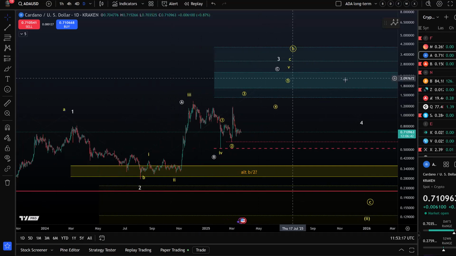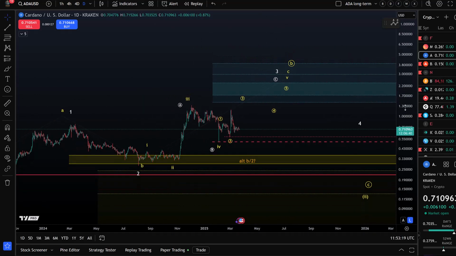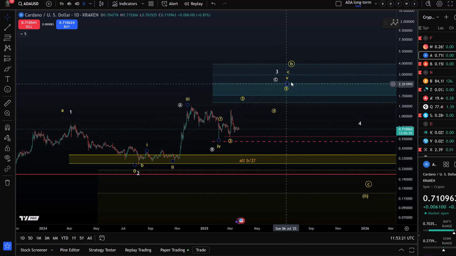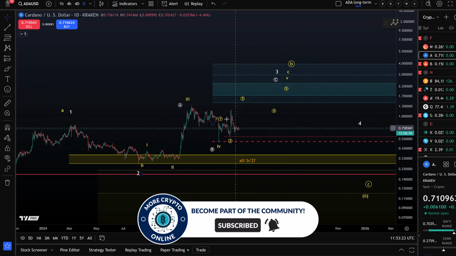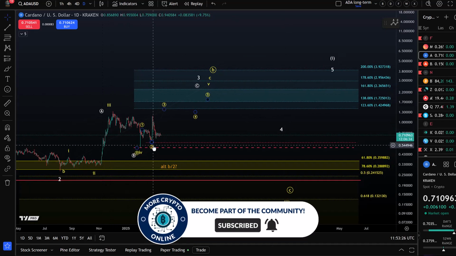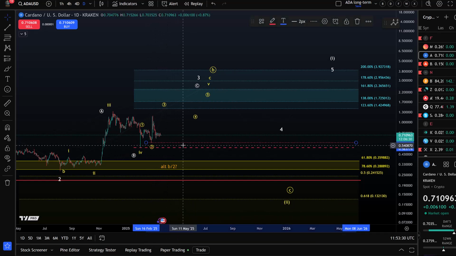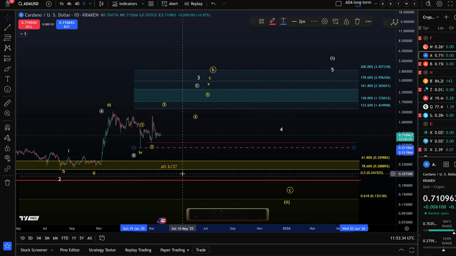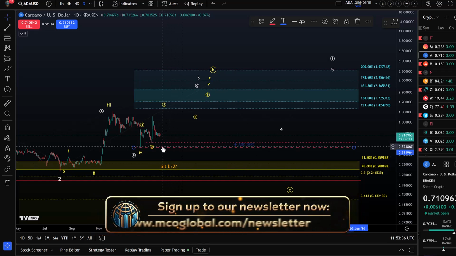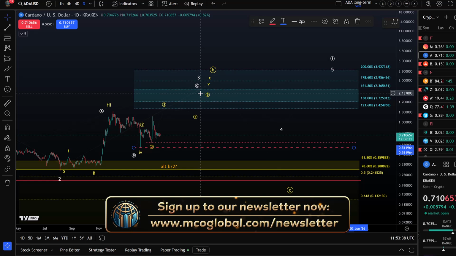So here on the ADA chart, I'm just tracking the daily chart right now. We will take a look at the shorter time frame in a minute, just to explain again that at the moment, as long as we're holding on the daily chart above these red lines, first one being the 58-cent level, 58.5 cents, and the lower one, the 51-cent level, as long as we're holding above these, a direct move to the upside is possible.